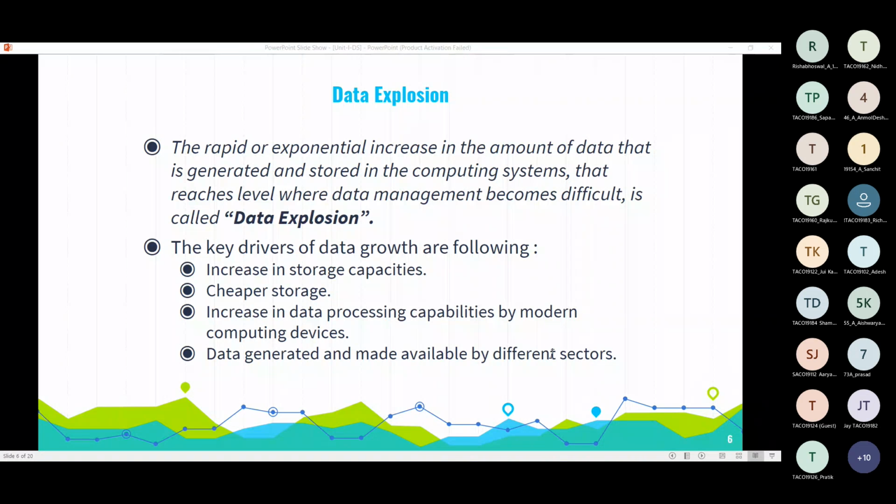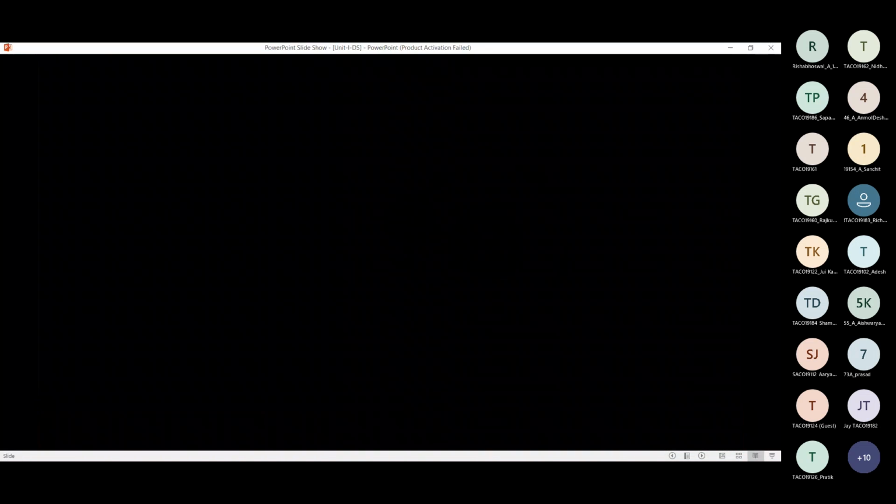Right. So what are the different drivers which have given the huge growth of data? The different drivers are the increase in storage capacity, cheaper storage, the increase in data processing capabilities of modern computing devices, and data generated and made available by different sectors. So these are all giving way to the explosion of this data. I hope you understood why there is a data explosion and which are the key factors that push for it.